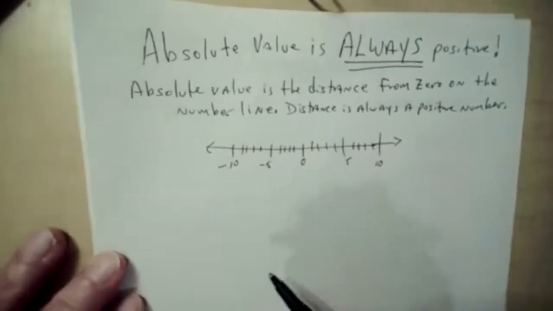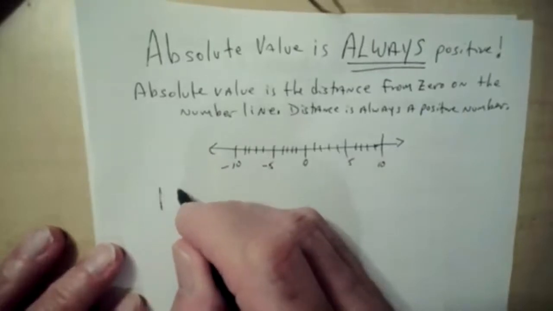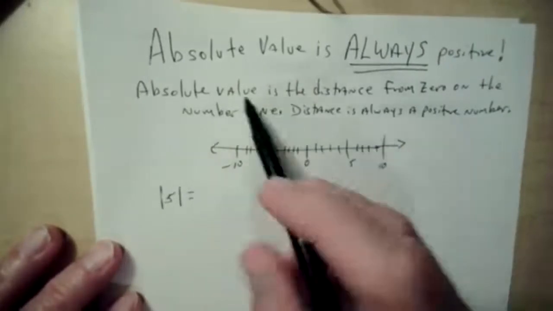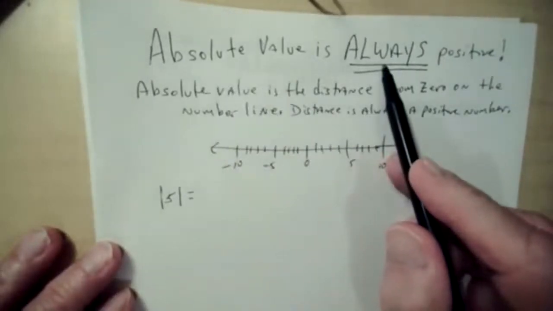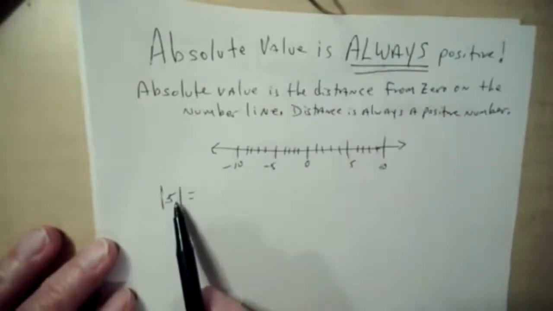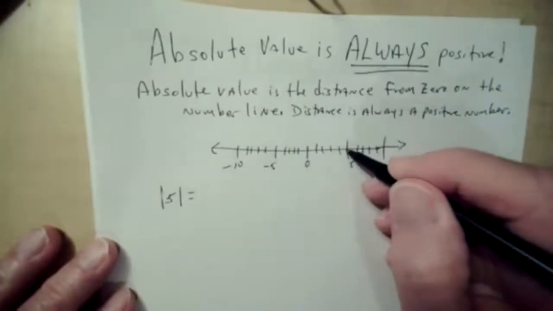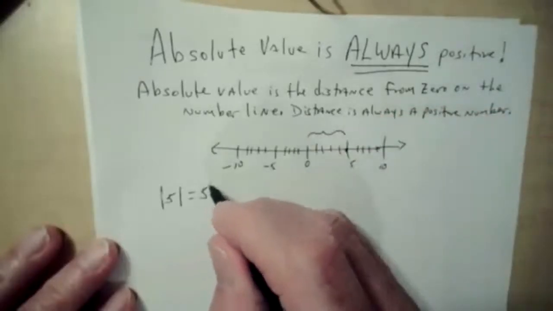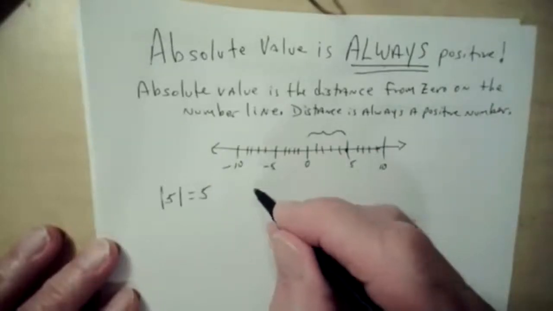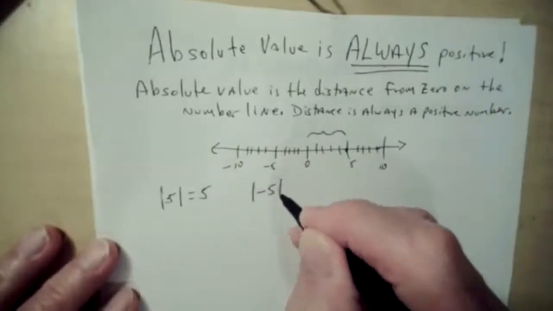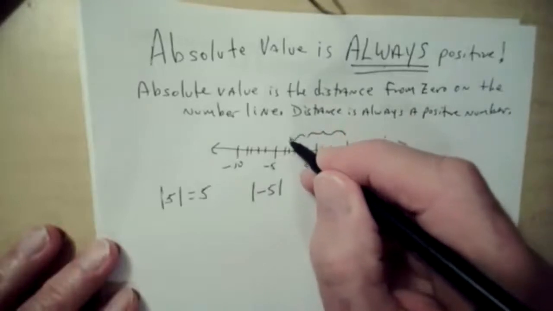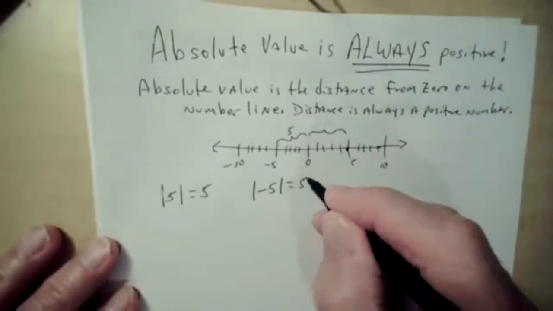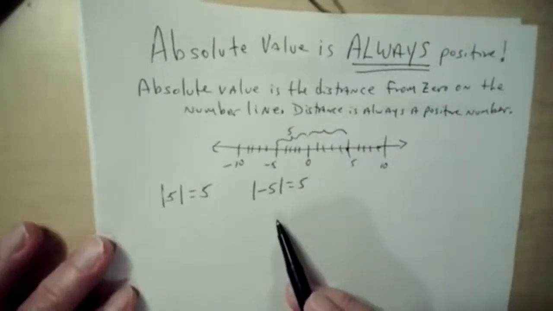And the way we show absolute value is two vertical lines. Let's say the absolute value of 5. Now remember, the absolute value is always positive. So really what this is saying is how far from 0 is 5 on the number line? 5, right? And the absolute value of -5 is also 5. Always positive.